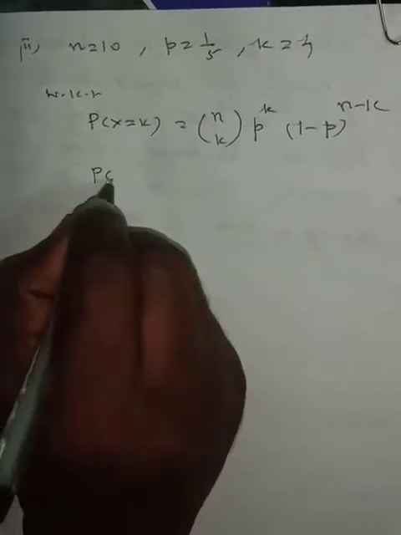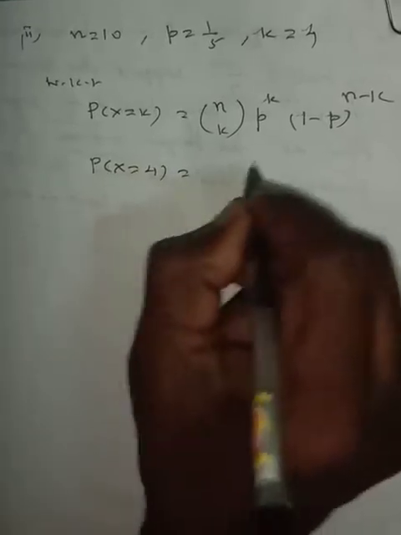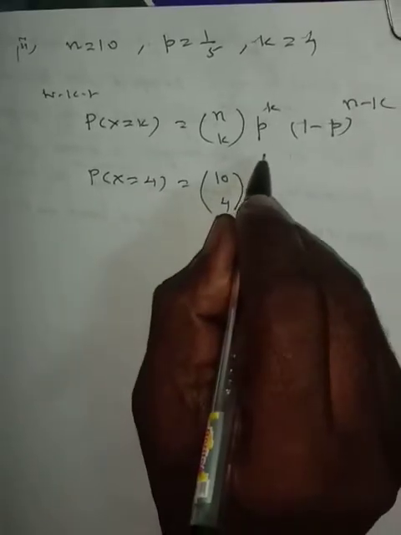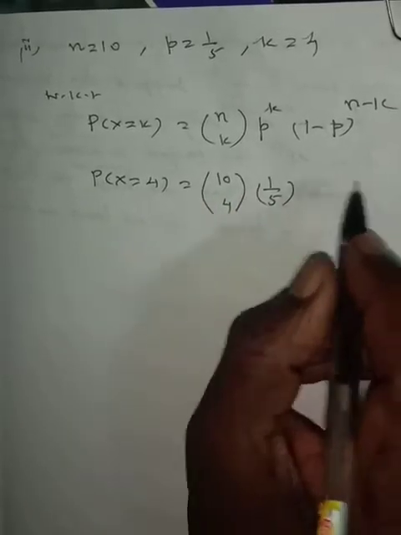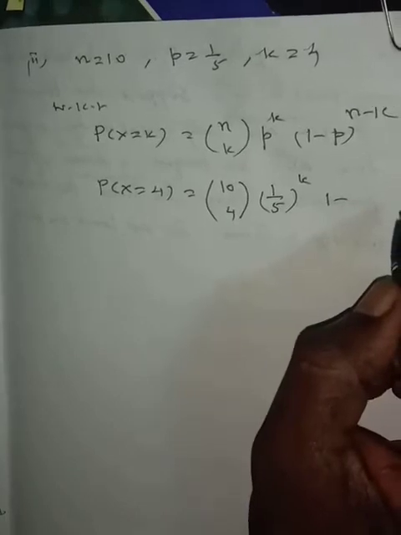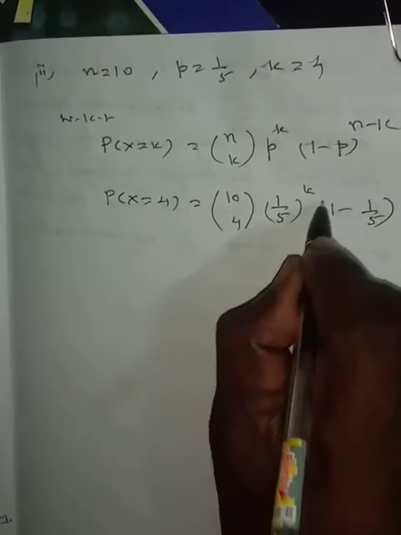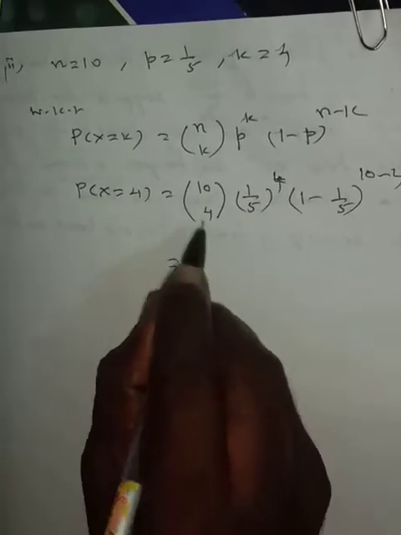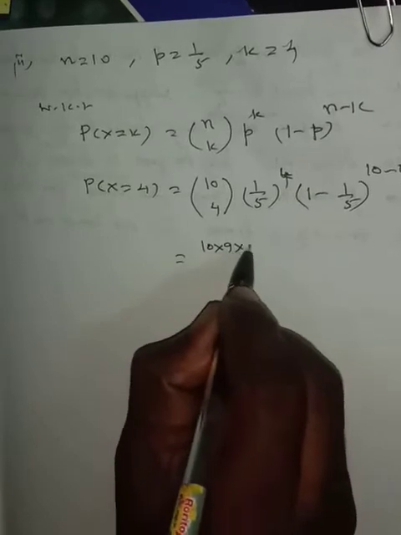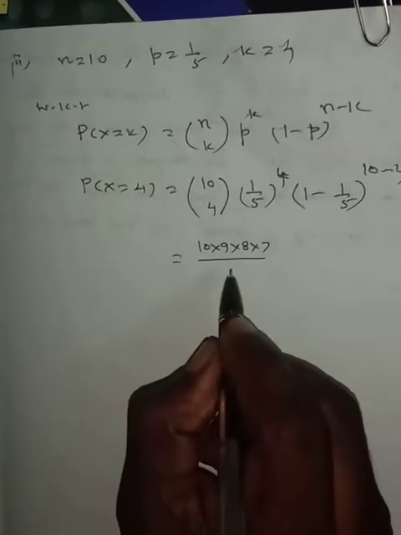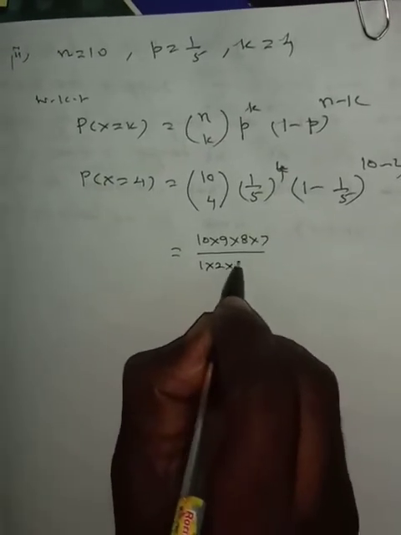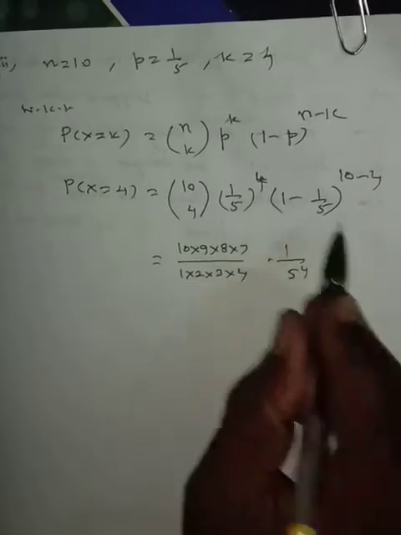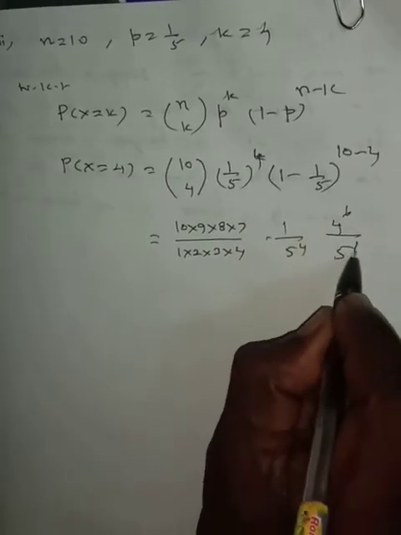Therefore, P of x equal to 4 is equal to 10 C4 times 1 by 5 whole to the power of k, 1 minus 1 by 5 whole to the power of 10 minus 4. 10C4 means actually 10C3, 10 into 9 into 8 into 7 divided by 1 into 2 into 3 into 4, times 1 by 5 to the power of 4, and 5 minus 1 over 5 is 4 by 5 taking LCM. So 4 to the power of 6 divided by 5 to the power of 6.